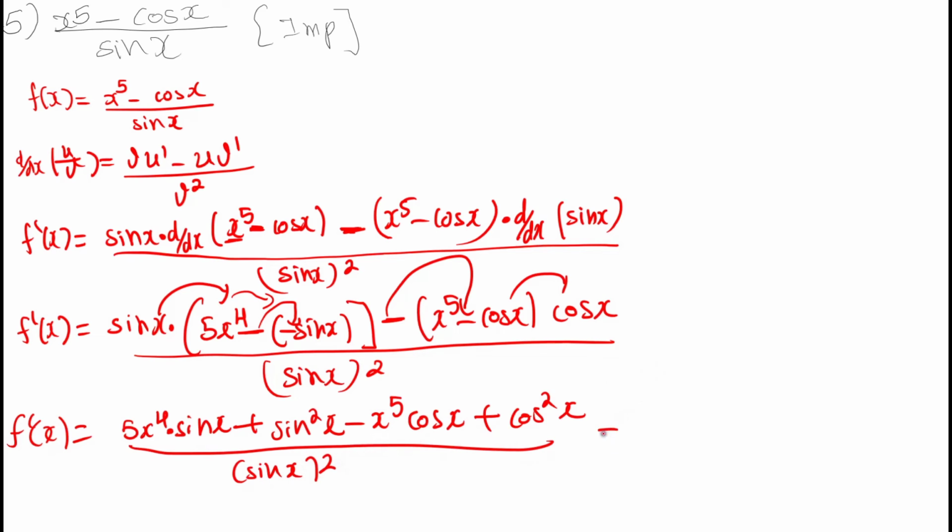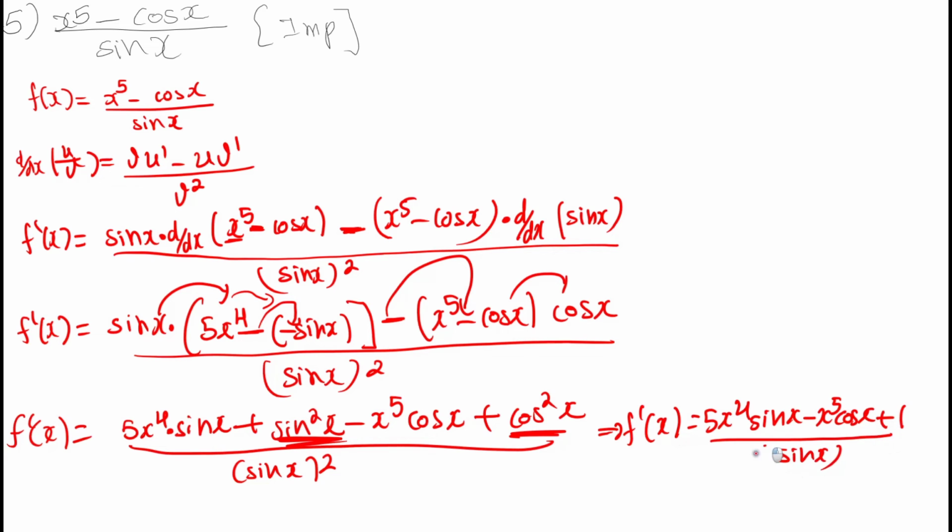In the next step, see, f dash of x is equal to 5x to the power 4 into sin x minus x to the power 5 into cos x. What is sin square x plus cos square x? Its value is equal to 1, divided by sin x whole square. This will be the derivative of the given function.